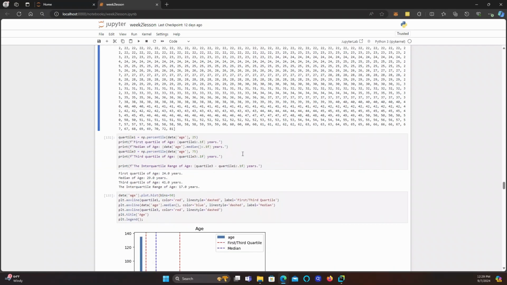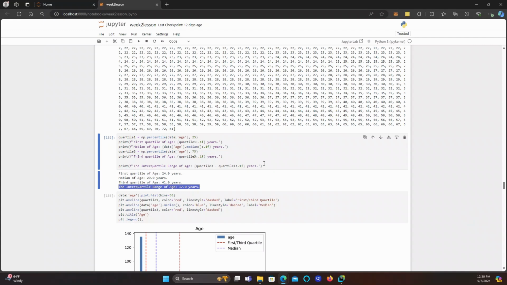So here's all of the calculations to find the interquartile range of the age column. All right, to get the first quartile, you use the np.percentile function and tell it the 25th percentile. And then for quartile 3, you do the same thing, but it's the 75th percentile. Median would be the 50th percentile. Now you can just take the difference between the first and third quartiles there, and you see that the interquartile range of age is 17 years.